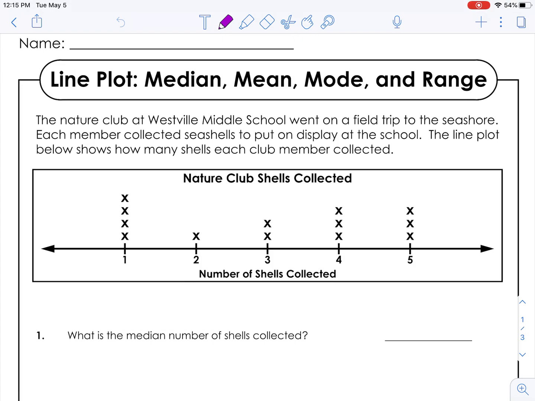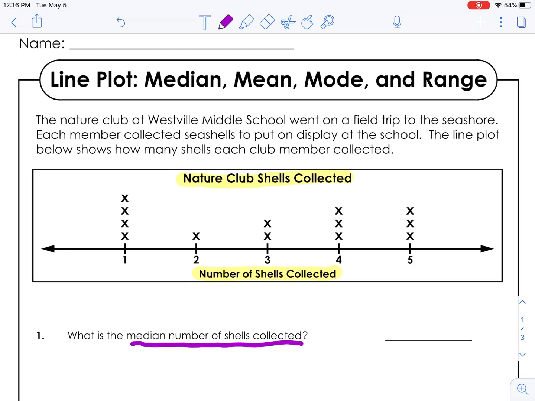So it says that this line plot is about nature club shells collected, and the X's indicate the number of shells collected. So we're going to start there. It says, what is the median number of shells collected?